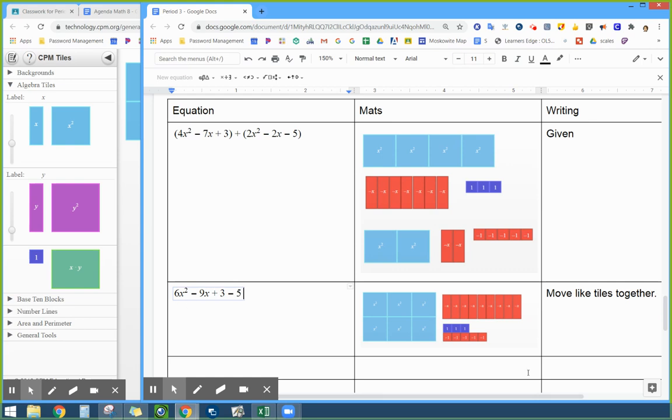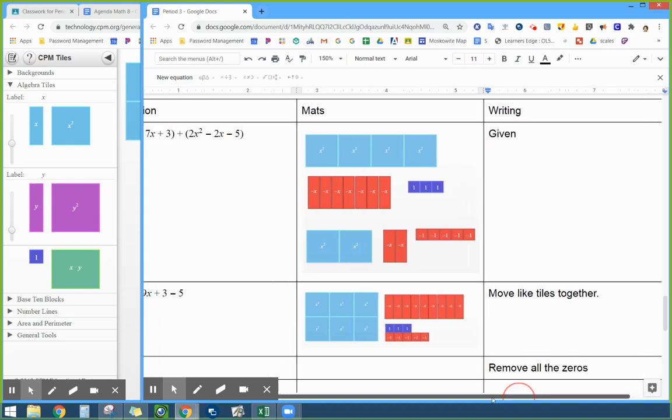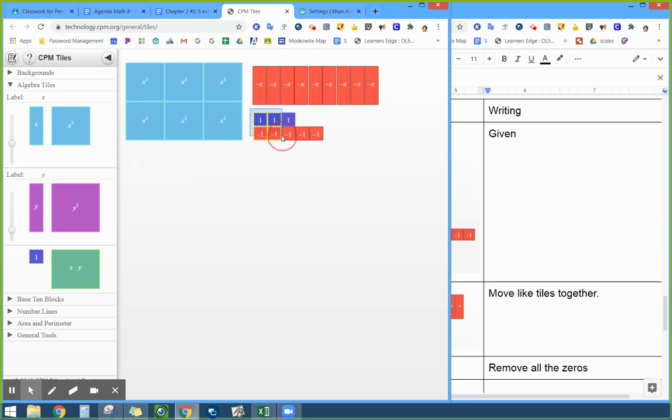The very last step would be to remove all the zeros, just like we did on the first problem number 4. The only zeros that we have in this one happen to be the ones. So we have a 0 here. Positive 1 and negative 1 make 0. So all of those are zeros. So you remove those.